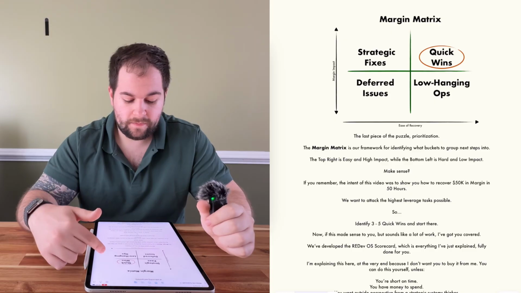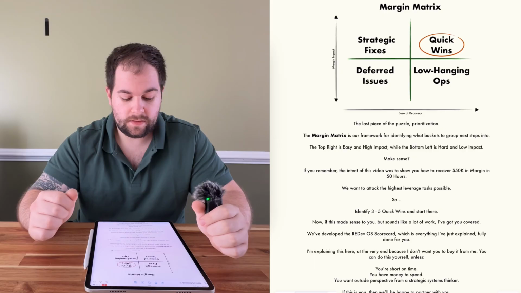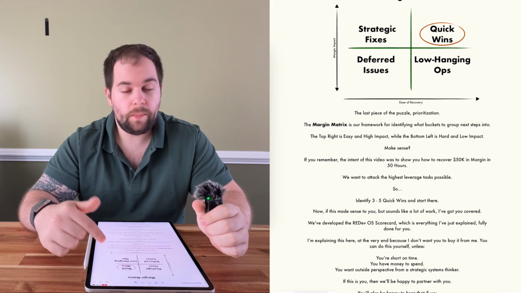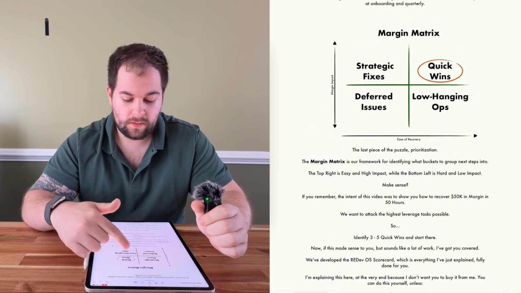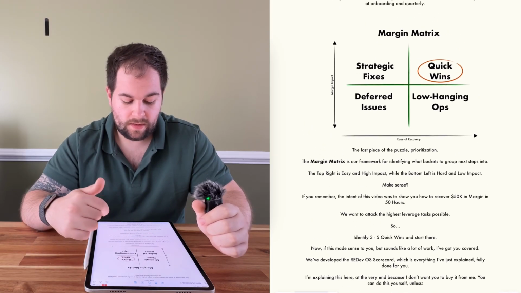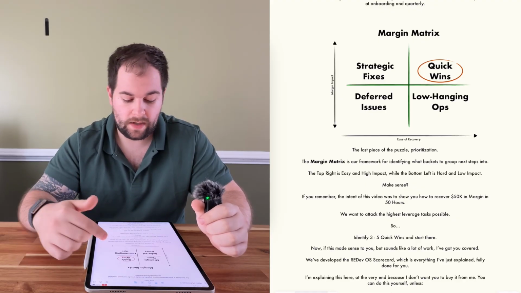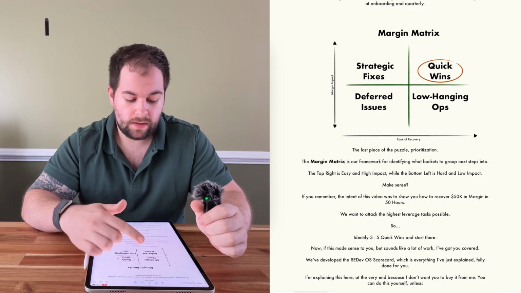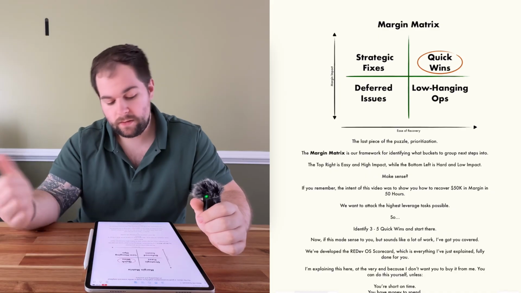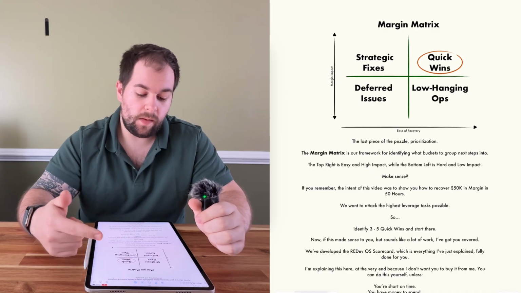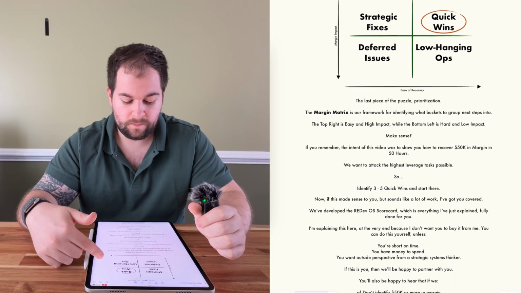Next we have the last piece of the puzzle, which is prioritization. The margin matrix is our framework for identifying what buckets to group things into for the next step. The top right here, quick wins, is easy and high impact, while the bottom left is hard and low impact. You can see it says ease of recovery, and then margin impact is an up and down scale. As you go right, it gets easier, and as you go up, there's more margin to actually be impacted. Make sense?